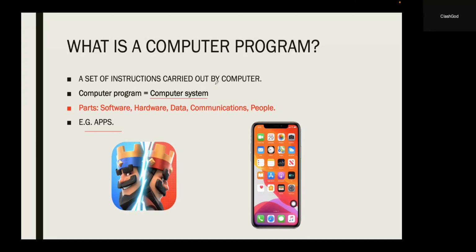Now, there are 5 main parts that make up a computer program. They are software, hardware, data, communications, and people. Now, you need to remember those. But for now, you don't really need to know the details about what is the hardware, what is the software, and what is the data, communications, and the people, because we will talk about those in later chapters. So first, just keep in mind that a computer program is made up of these 5 things. So, all right.